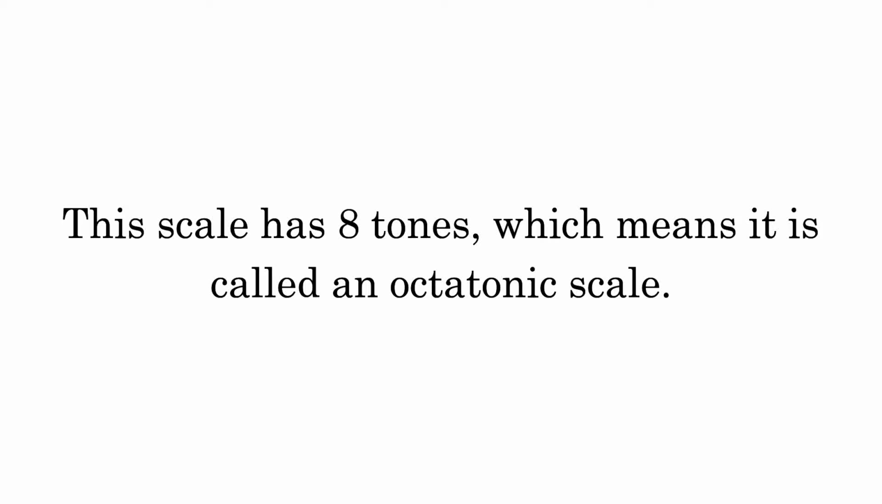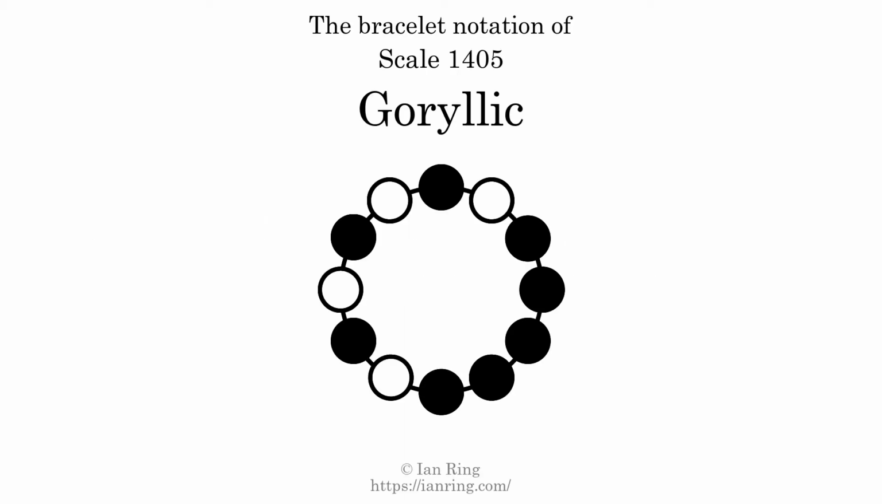This scale has 8 tones, which means it is called an octatonic scale. This is a bracelet notation diagram of scale 1405. The shaded circles represent tones that appear in the scale, and they are read clockwise, starting at the top.